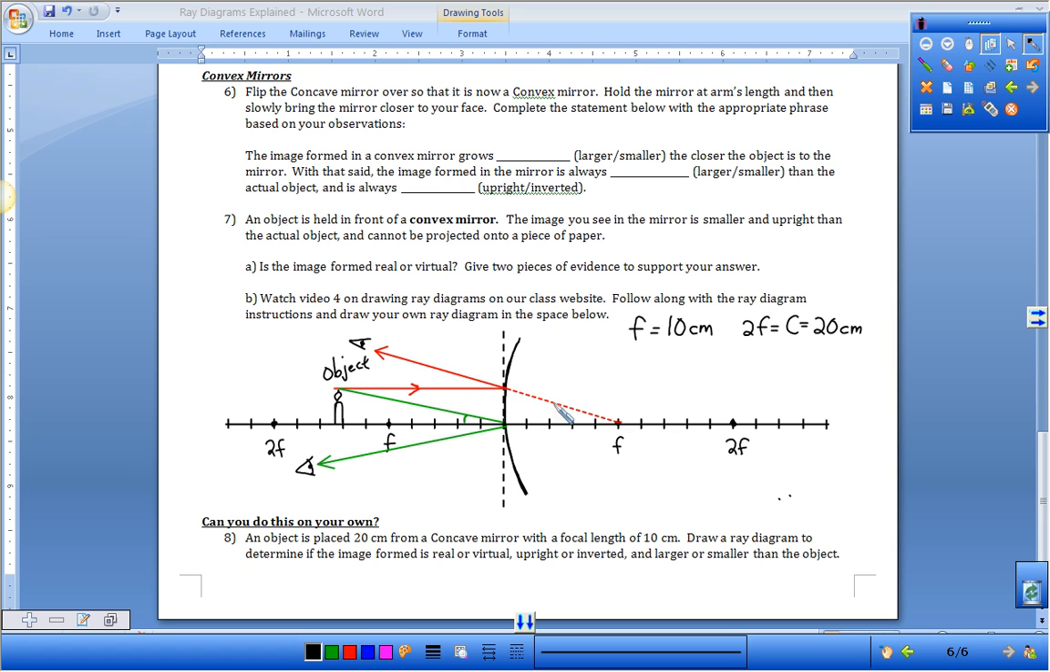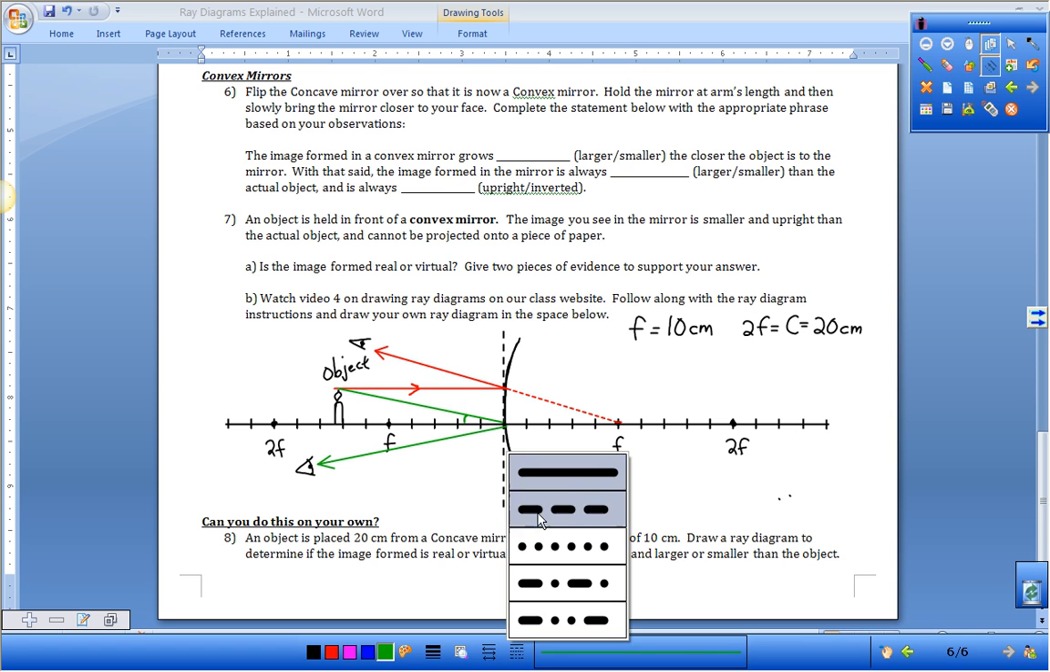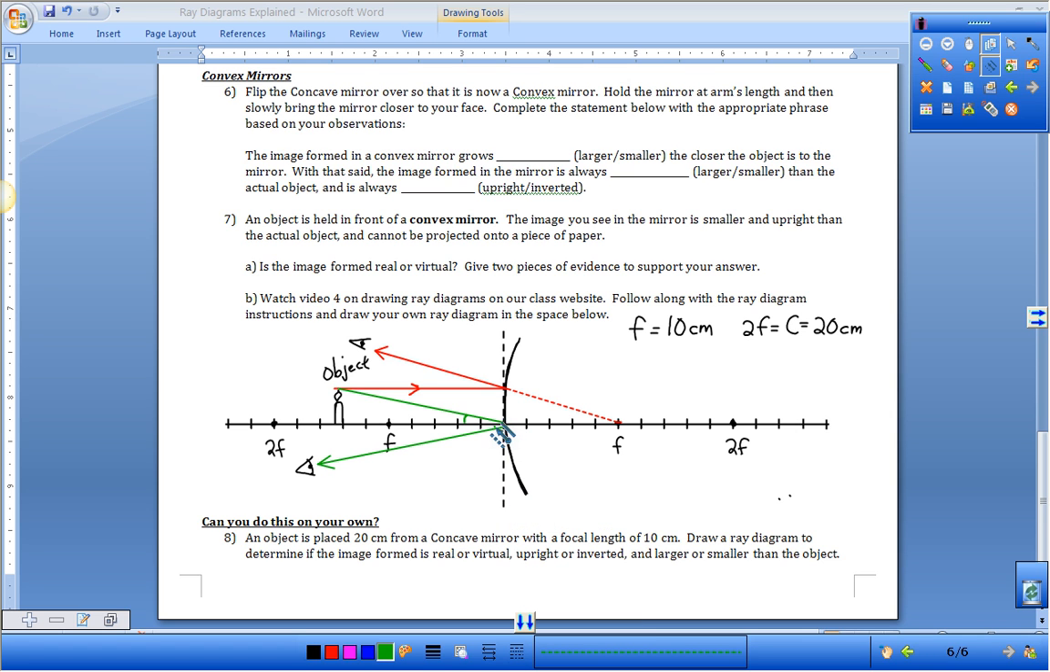I've already extended this light ray backwards. If I extend this green light ray backwards, what I'm going to see is that it appears to be coming from a common location. Those two light rays both seem to originate from that place. That is the location of my image right there. So I'm going to draw in a tiny little candle right there. That's my image. Because the light seems to come from that place if I'm receiving this light ray. The light seems to come from this place if I'm receiving that light ray.